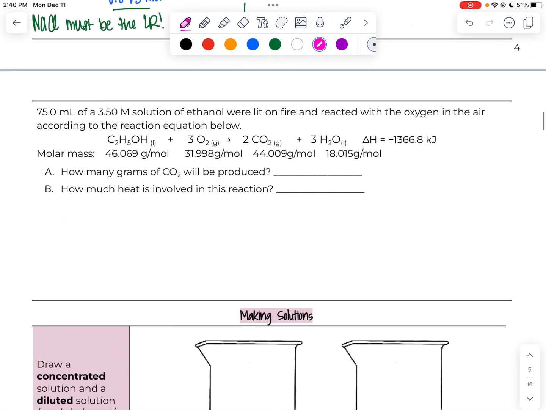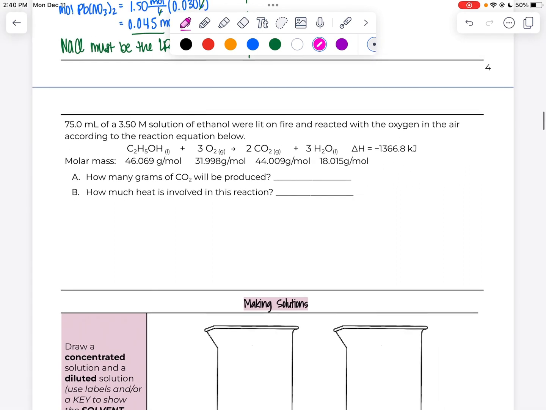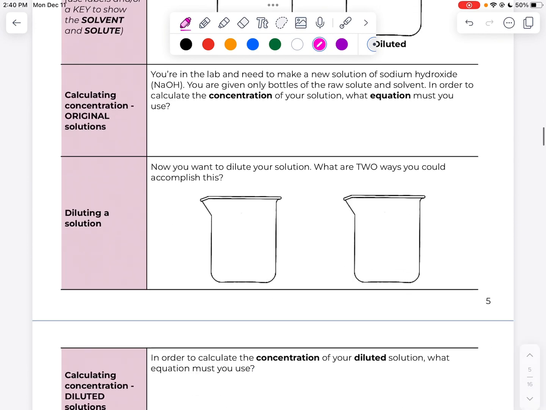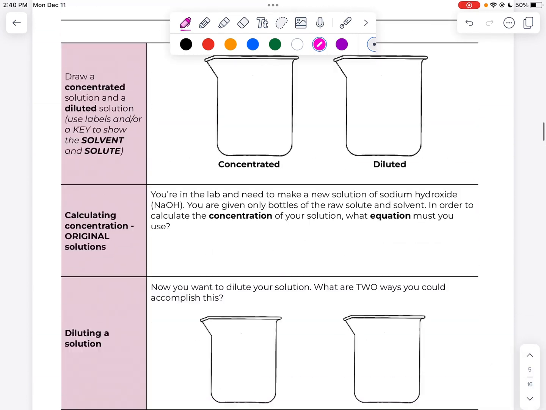Okay, so I'm going to have you pause the video here. I have another practice problem for you on the next page. This also combines some thermochemistry into it. So take a second, pause this video, work out the answer to this problem, and then check with the answer key to make sure you've got the right answer. Then you can move on to the next video that's all about making solutions and doing some dilutions.